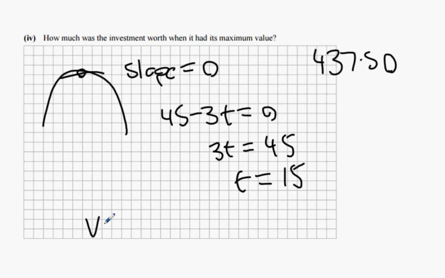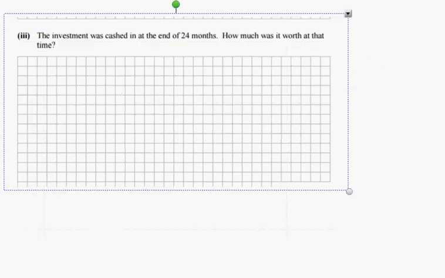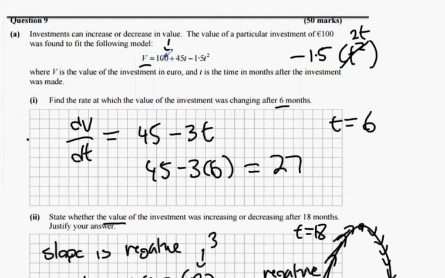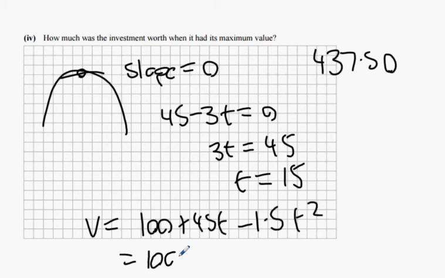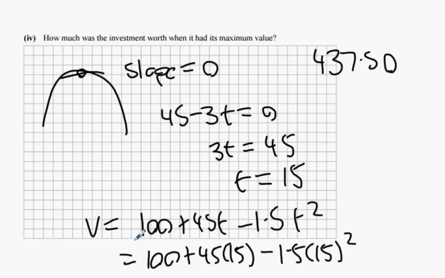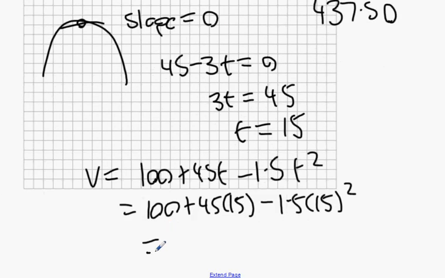You then use the phi formula, which is, what's the phi formula again? 100, somebody remind me of that. 100 plus 45t. Exactly, minus 1.5 t squared. And all I do is replace in 15 where I see t. And what happens? I get that number, 437.50 being my maximum value.